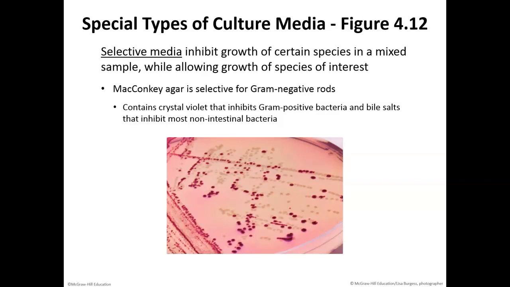growth of other organisms. One example of a selective media is MacConkey agar. It is selective for gram-negative bacteria. It contains crystal violet. Crystal violet inhibits gram-positive growth. It contains bile salts that inhibit most non-intestinal bacteria. And so a lot of our gram-negatives live in our intestines. So these are enteric organisms, or I should say our enteric organisms live in our gut, and most of them are gram-negatives. But there are some gram-positives, and the crystal violet inhibits those guys.